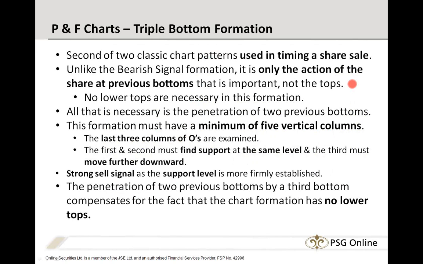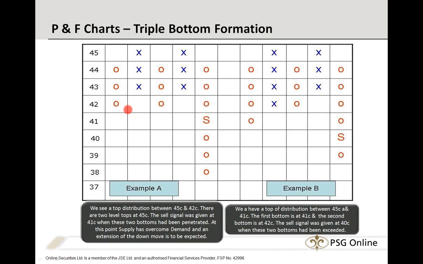So the triple bottom is used in conjunction with a bearish signal. But again, it's the actions at the previous bottom that is important. Again, a very strong signal at a support level. There's our triple bottom. You can imagine drawing a short support trend line or a level below that 42 cents. And then when we break through that, supply is overcoming the demand. So there are more sellers than buyers pushing the price down. That will get your sell signal. Same scenario here as we spoke about previously.